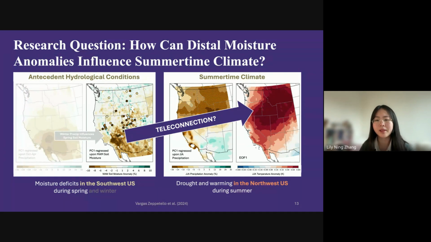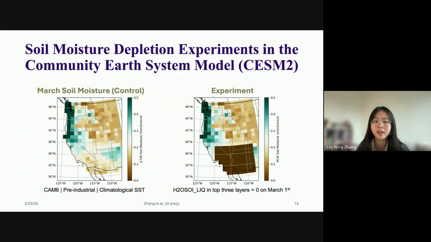The real mystery is the second part of the pathway and this question of what allows springtime soil moisture deficits all the way down there in the Southwest to influence summertime temperature and moisture in the Northwest. So in other words, what is this teleconnection-like behavior we're observing between these two distal regions that's occurring on seasonal timescales? In order to answer that question, and also determine whether what we're seeing is actually causality, whether spring soil moisture deficits are able to produce this summertime temperature response, I designed these soil moisture depletion experiments in CSM2.